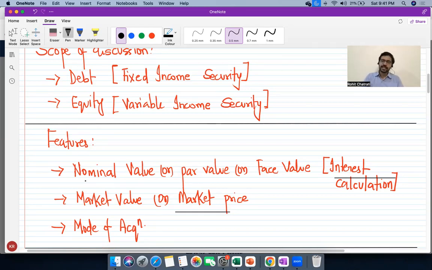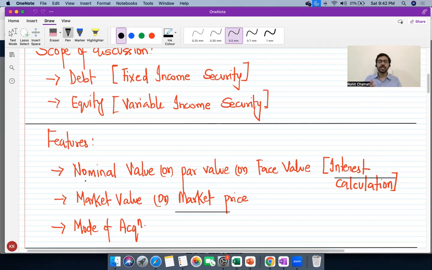Let us take an example. Let us say there is a debt instrument whose face value or nominal value is 1000 rupees. You have purchased it at 1080 rupees. Let's say the coupon rate is 10%. The company is going to pay you 10% of 1000 rupees. The company will be paying you 10% of nominal value, not 10% of market price. So what you're actually going to receive as coupon is 1000 multiplied by 10%, which is equal to 100 rupees.